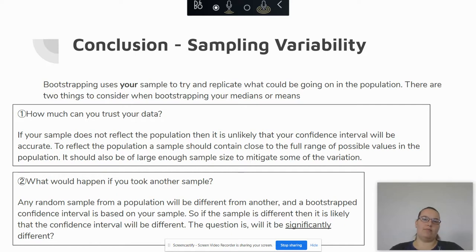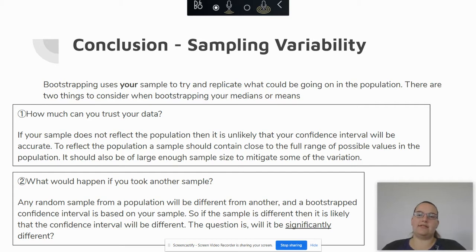Now, when we have a sample of our population, if we took a different sample, another sample, it is likely that that will be different from the first one. So any random sample that we take from a population will be different to each other. And because bootstrapping uses your sample, it means that your confidence interval is going to be different based on the sample that you have. So the question is, how significant is that difference? Is it going to be significantly different? Different to the point where you could make the call or not make the call.